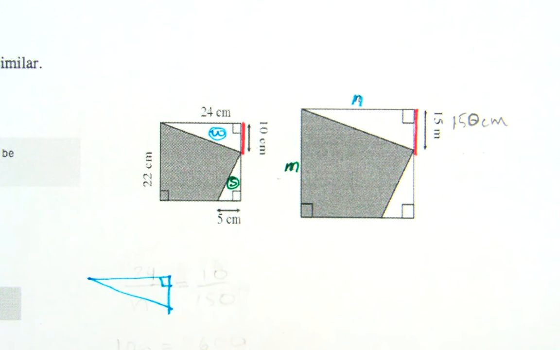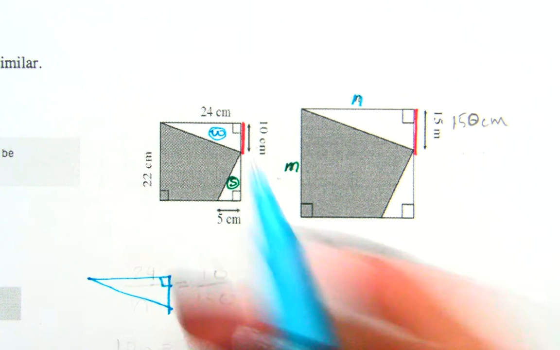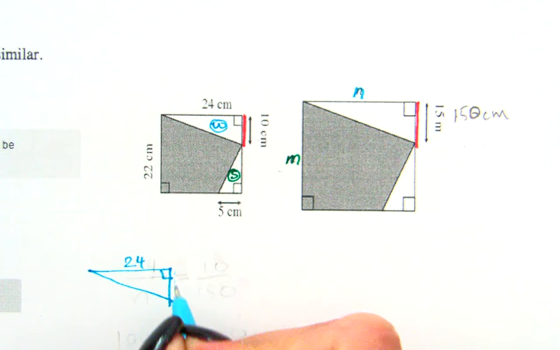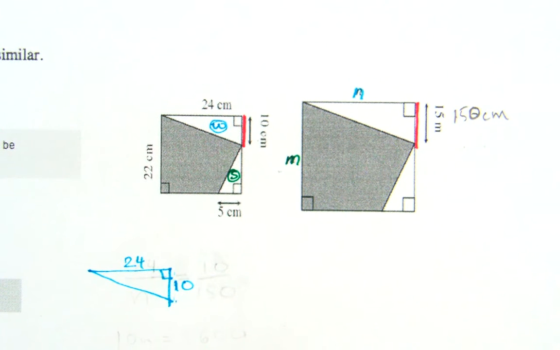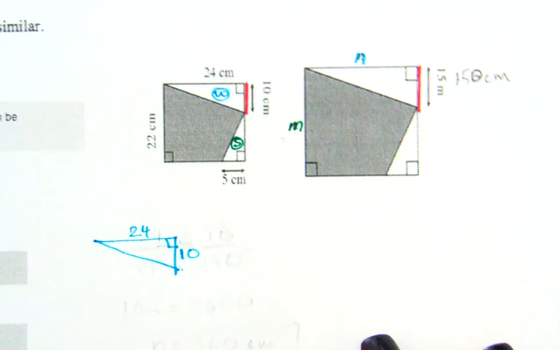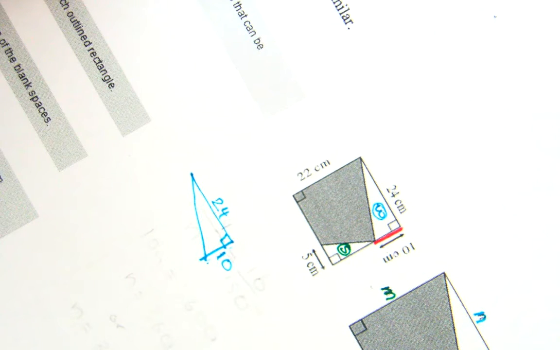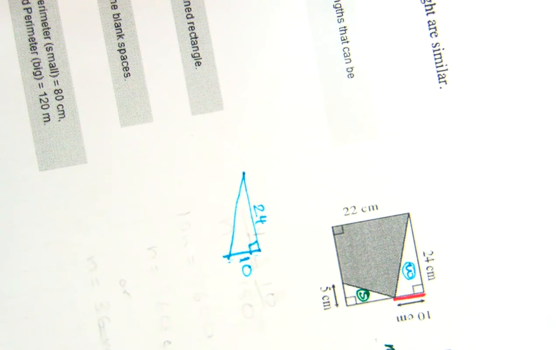Okay, let me draw that. This part is 24, and this part is 10. Okay, well, there you go. You're done. If you can't see what I'm talking about, you need the area formula for a triangle. So the base is 10, the height is 24.